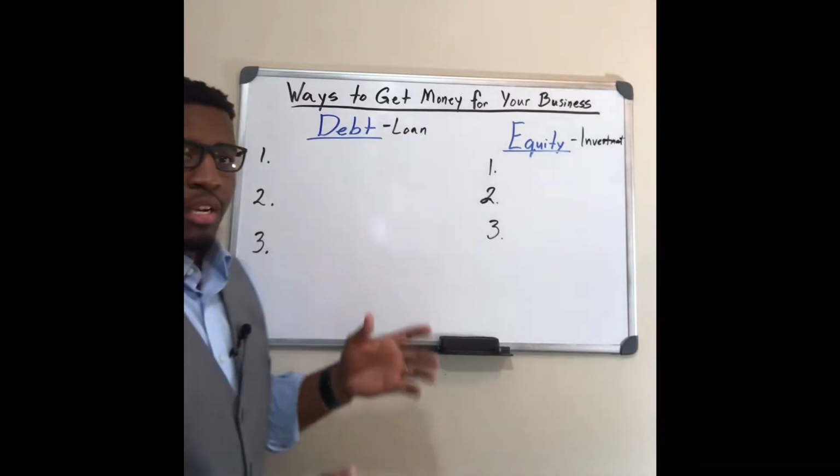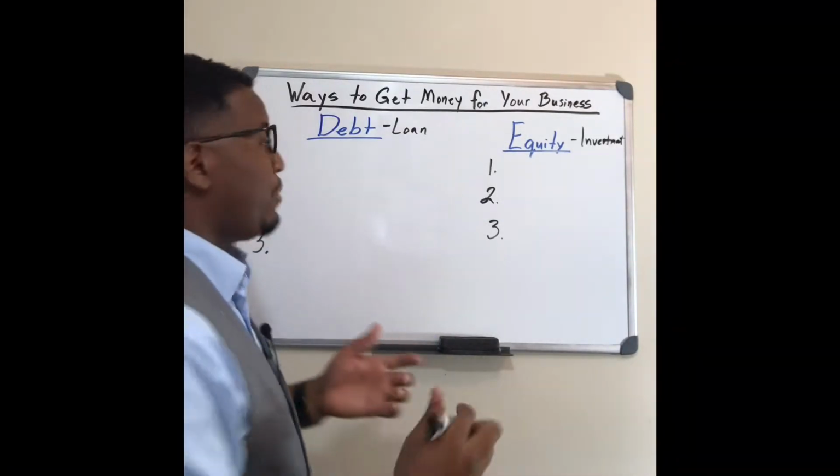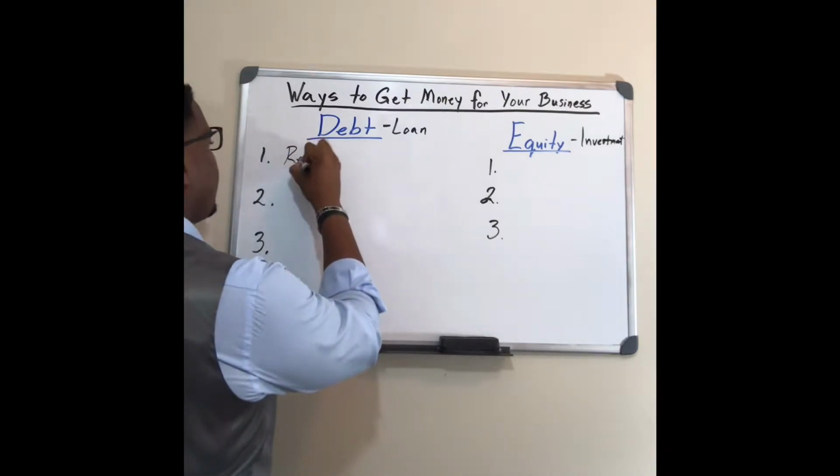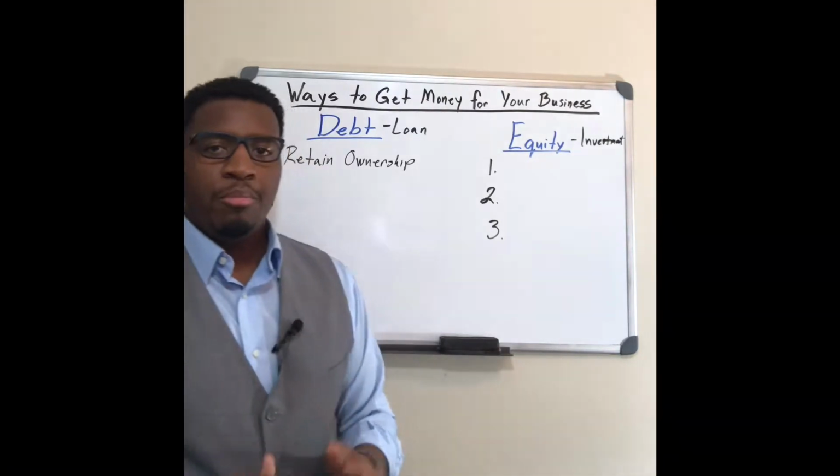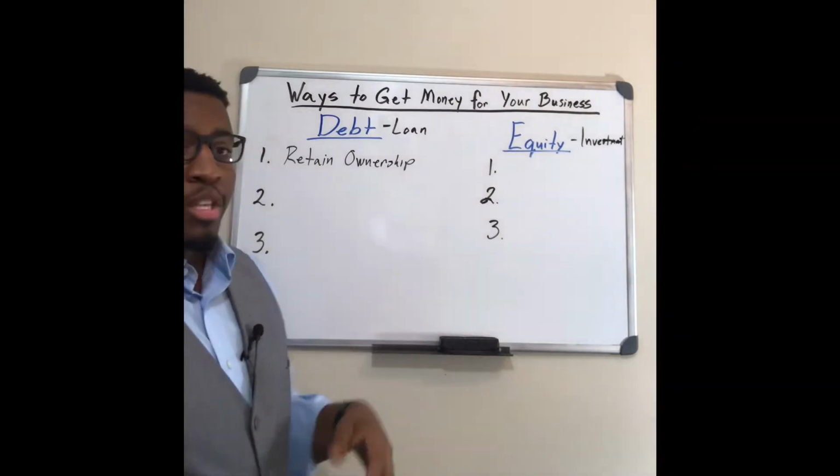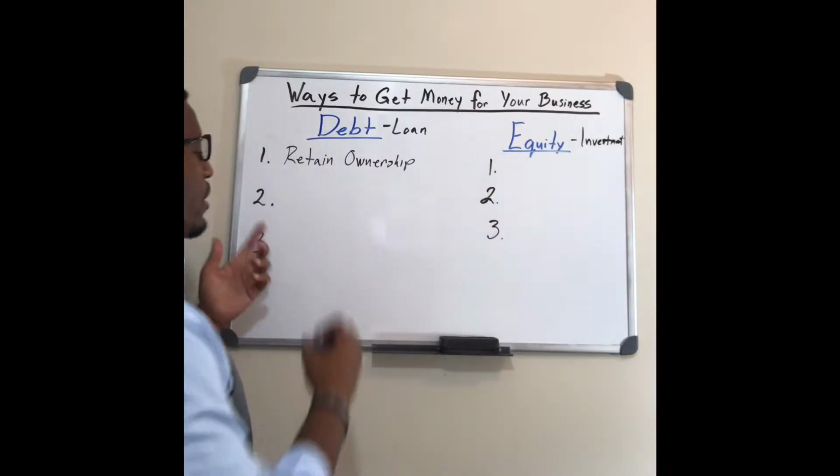The first thing about debt funding, which is again a loan, is that you're able to retain your ownership of your business. You don't have to give up ownership of your business in order to secure a loan. But you do have to give up, which is number 2 on here, collateral.